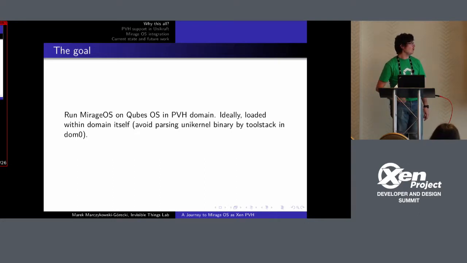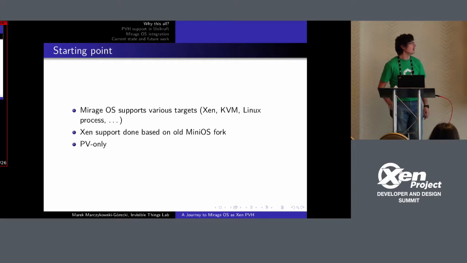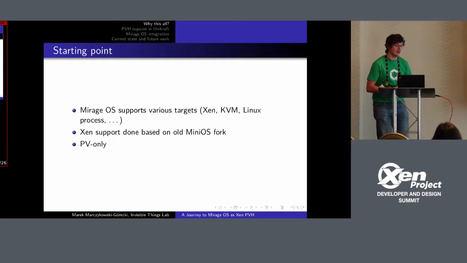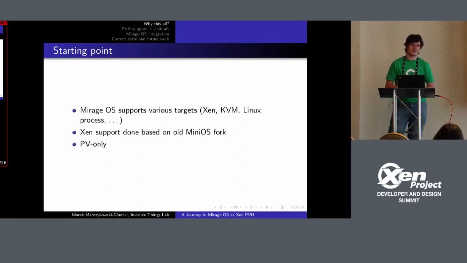So what do we have as a starting point? We have Mirage OS. As of today, it supports different target platforms. There is Xen PV, there is KVM, you can also run it just as a Linux process, and some more. And the Xen support is done based on a quite old Mini-OS fork, which was PV only at that point.